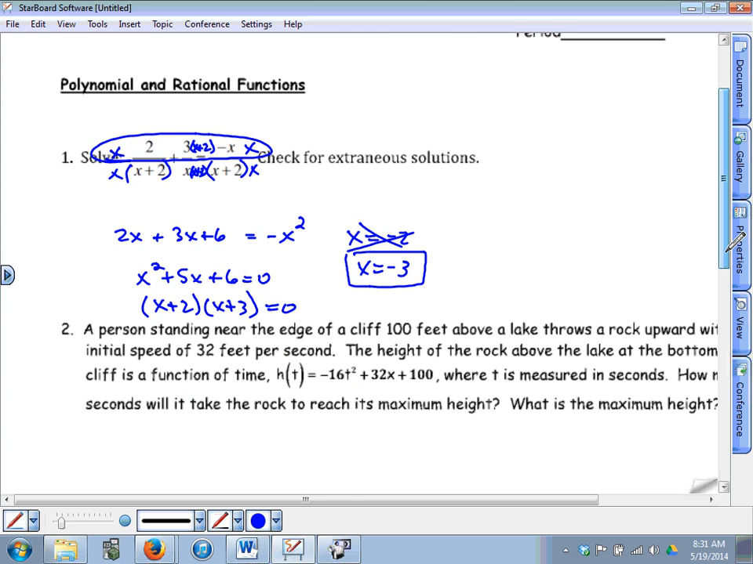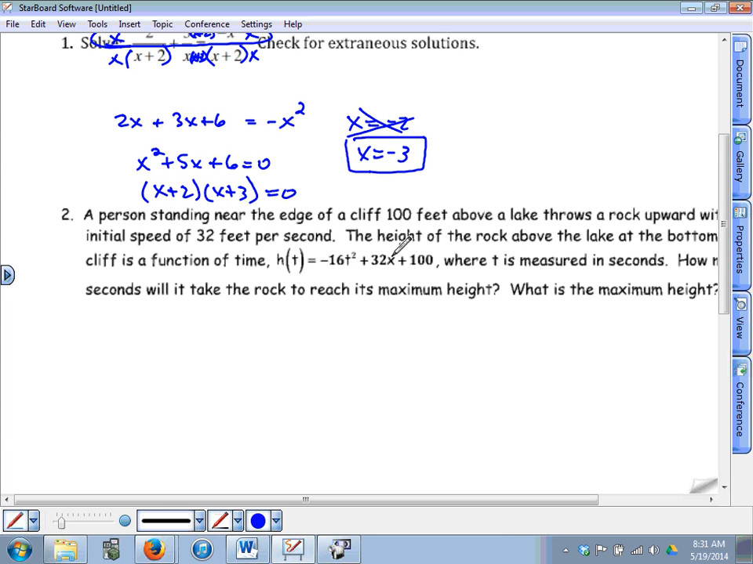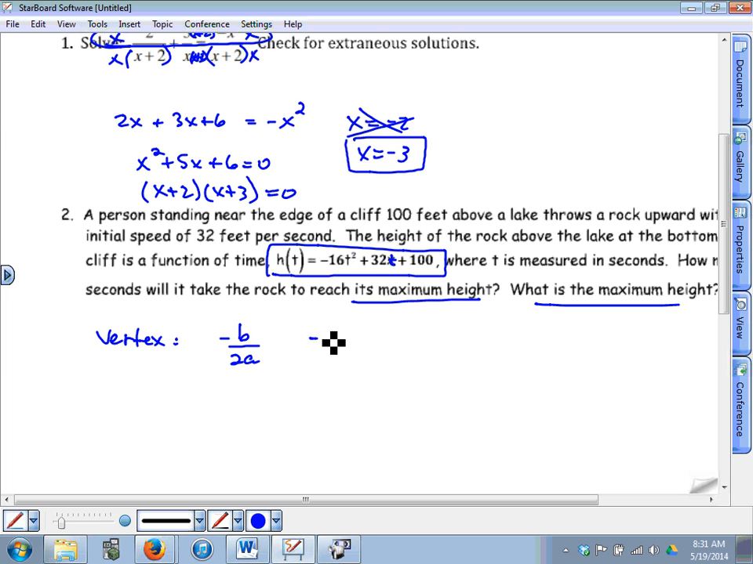Okay. Question 2. There was a little typo. That was supposed to be a t right there, not an x. Anyway, this function right here represents an upside-down parabola. When they're asking for the maximum height and how long it takes, all that is the vertex. So there's a vertex formula. It's the opposite of b over 2a. That's the vertex formula. So that would be negative 32 divided by 2 times a. That's another negative 32. So that equals 1.